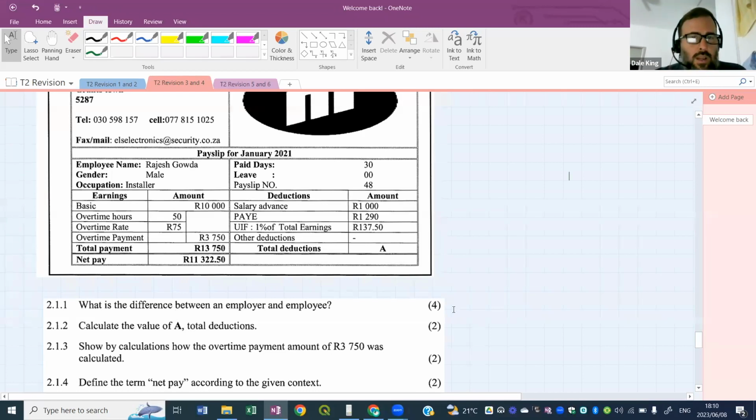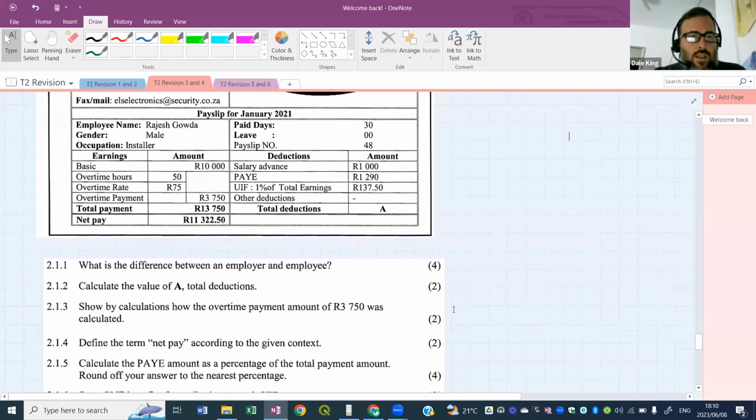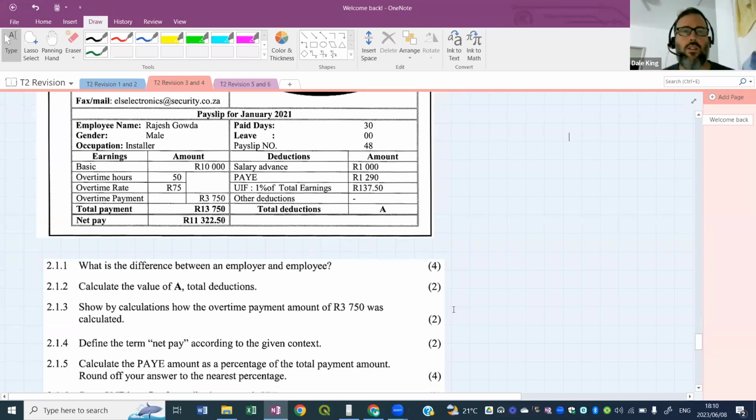Let's get into some calculations. 2.1.2, here we go. Calculate the value of A, the total deductions. This value here, how are we going to work that out? Who would like to put in chat or raise their hand and let me know what we can do to find out the value of A, the total deductions? It should be quite easy for you guys.